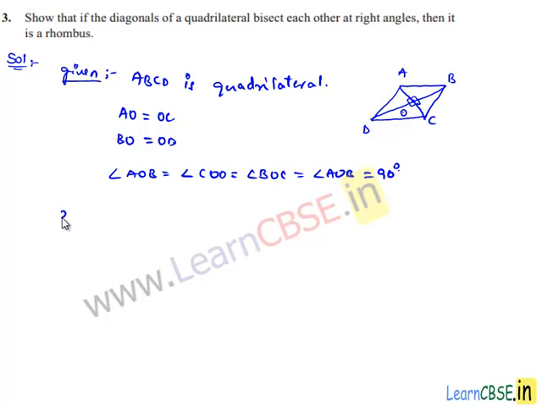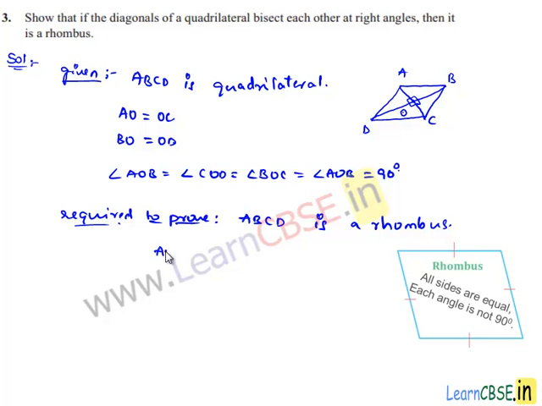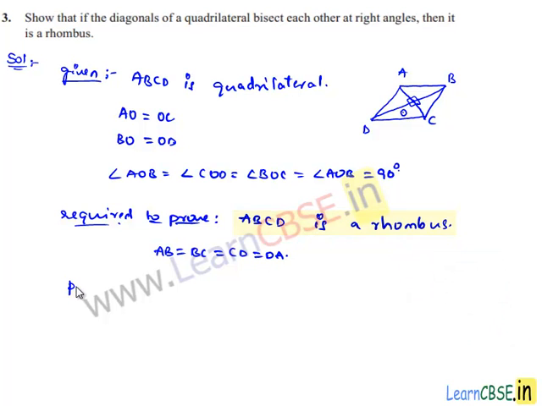Here what we require to prove is that ABCD is a rhombus. We know the properties of a rhombus: in a rhombus the diagonals bisect each other perpendicularly and all the sides are equal. Here initially the condition is given that the diagonals bisect each other perpendicularly. In addition, we need to prove that all the sides are equal, that is AB is equal to BC is equal to CD is equal to DA. Now moving on to the proof.